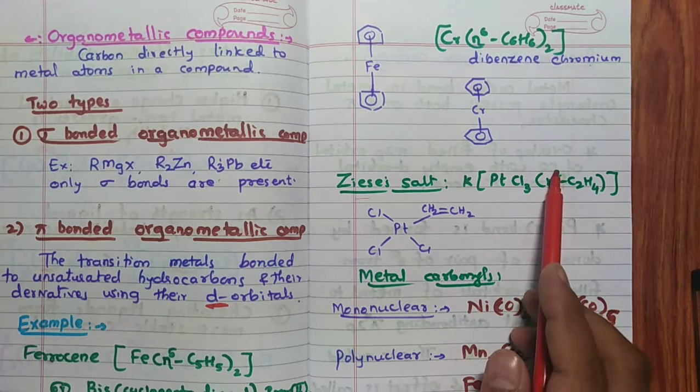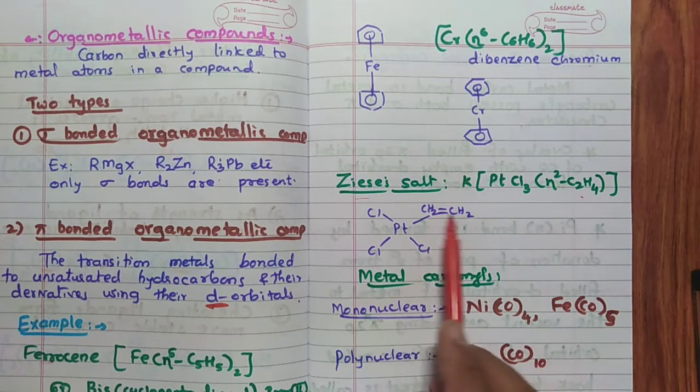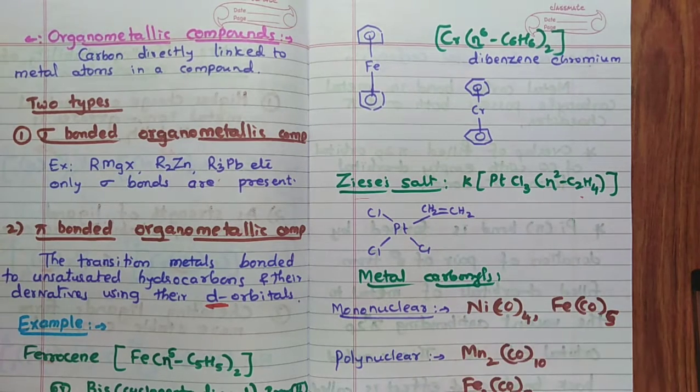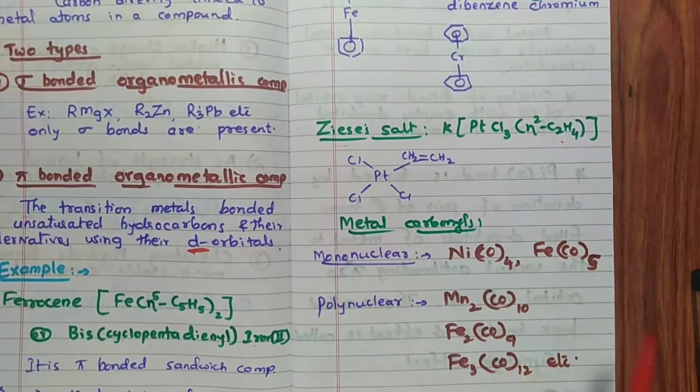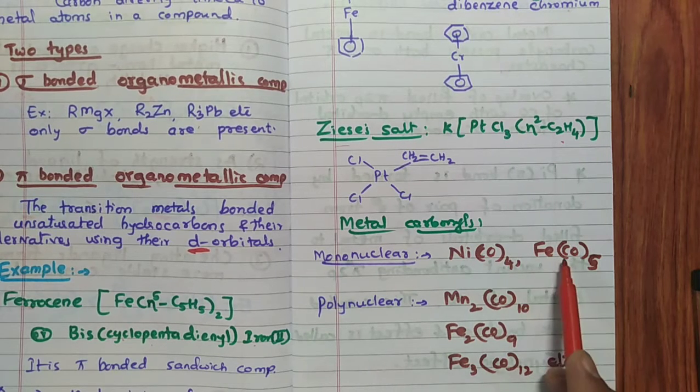KPtCl3 eta-2 C2H4: platinum is attached to both carbons of C2H4, remember, Zeise's salt. Then metal carbonyls. Metal carbonyls are of two types. Mononuclear means Ni(CO)4, Fe(CO)5, like that, so one nucleus, one center is present. Polynuclear means more than one center, Mn2(CO)10, Fe2(CO)9, Fe3(CO)12, etc.